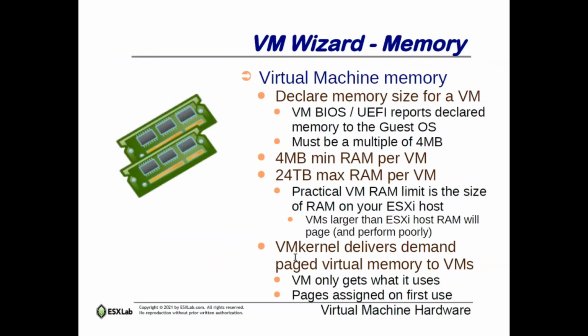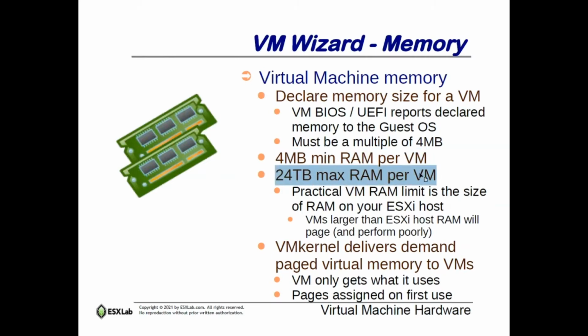Now, what about memory? Well, your physical server has physical memory, and virtual machines get virtual memory. First of all, you declare how much RAM you want the VM to think it has. You just edit a setting to do that, and when you power on, the VM's BIOS or UEFI will report whatever you type in the memory box to be the maximum memory available to that operating system. It has to be a multiple of 4 megs. 4 megs is the absolute minimum, and yes, DOS would run quite well in 4 megs.